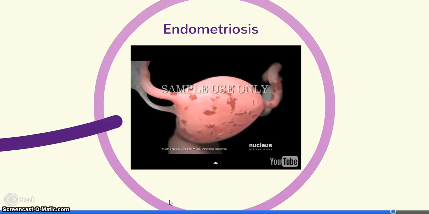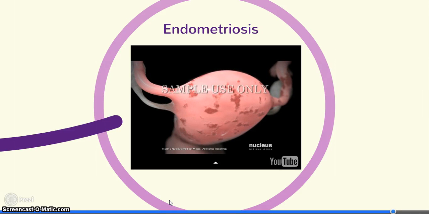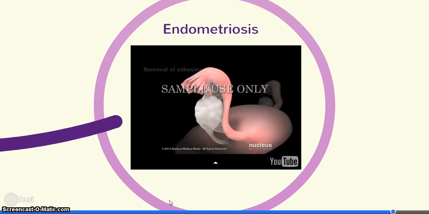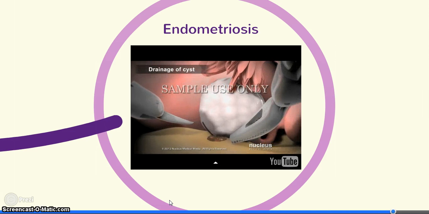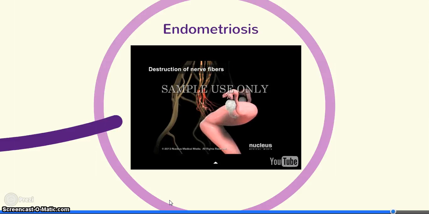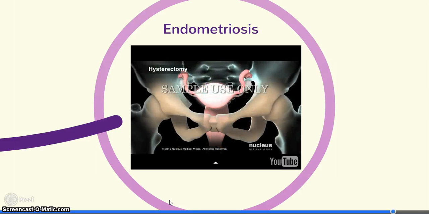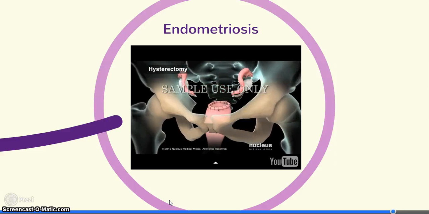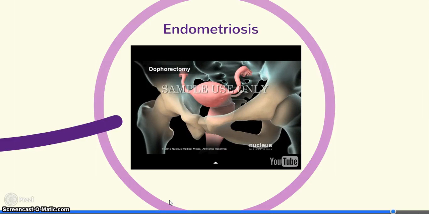You may need a surgical procedure to treat the tissue causing pain or bleeding. Examples of such procedures include removal or destruction of endometrial tissue, removal of adhesions and scar tissue, removal or drainage of cysts, removal or destruction of nerve fibers that transmit pain, removal of your uterus, called a hysterectomy, or removal of your ovaries, called an oophorectomy.